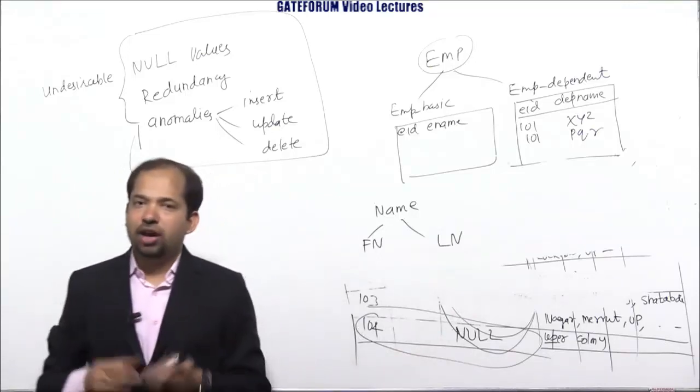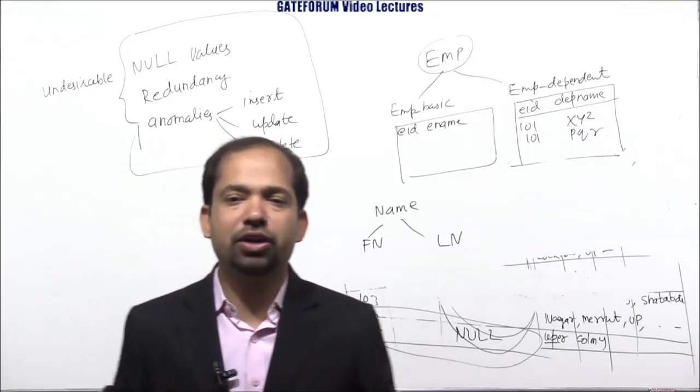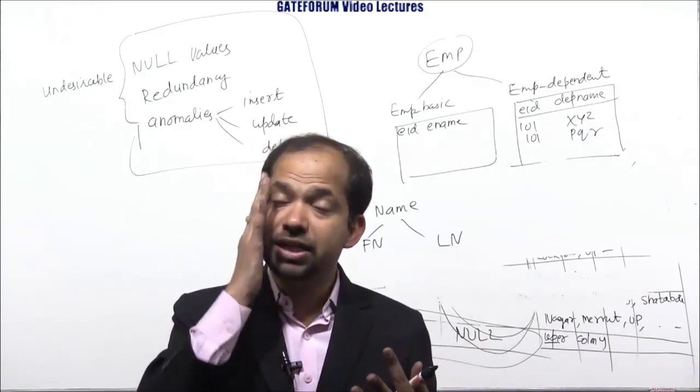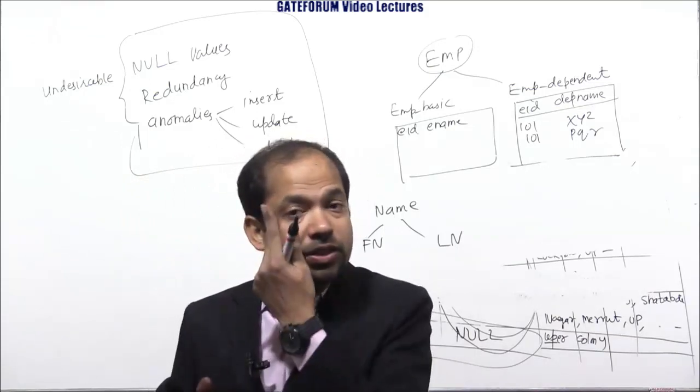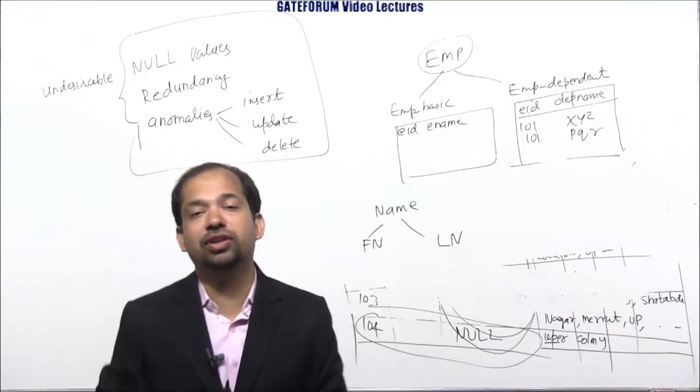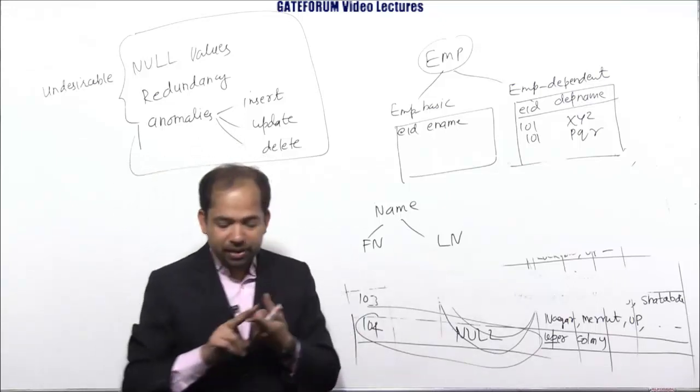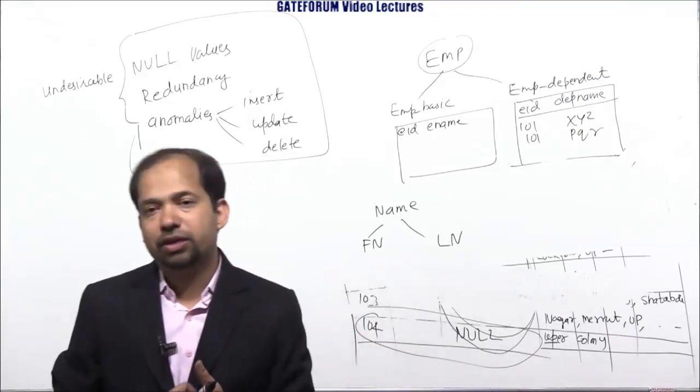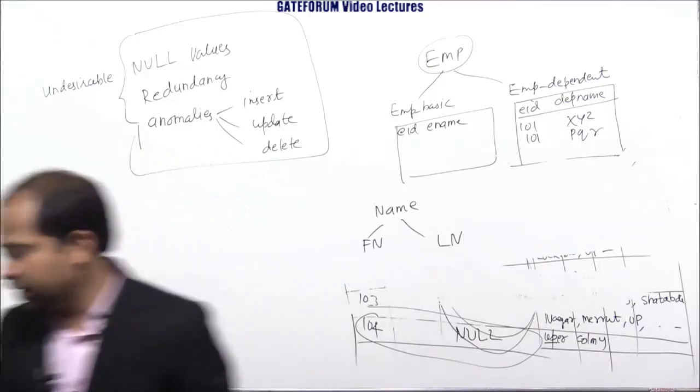Because if a value does not exist for an employee, we cannot enforce it. So in that case, null has to come. But our objective is to minimize the occurrences of null. Null can arise due to two reasons: either the value is missing or the value does not exist.